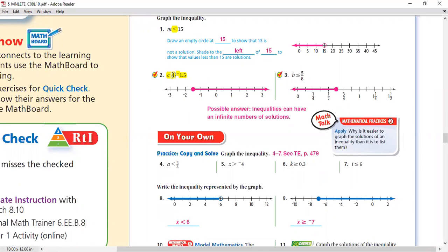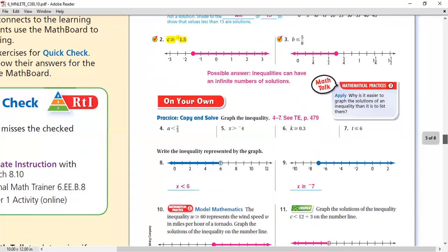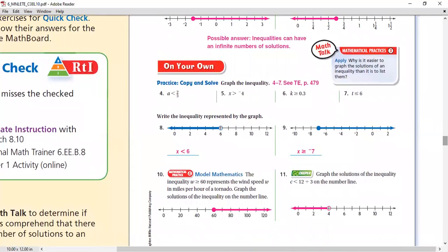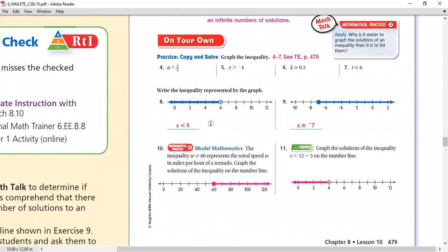And which side is the symbol pointing? It is pointing to the right. So which means from negative 1.5, you will draw an arrow until the end of the line to show the inequality. Now, I hope you girls understood how to draw an inequality. Let me show you how you write the inequality when the number line is given to you. You have to write the inequality.